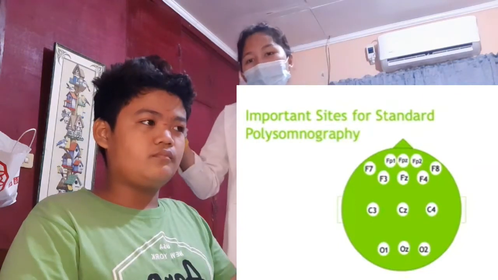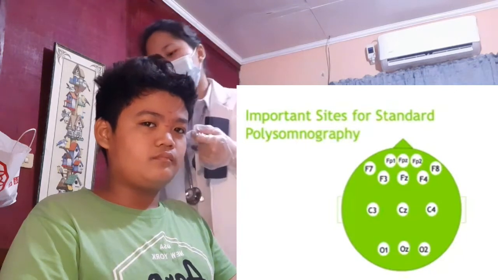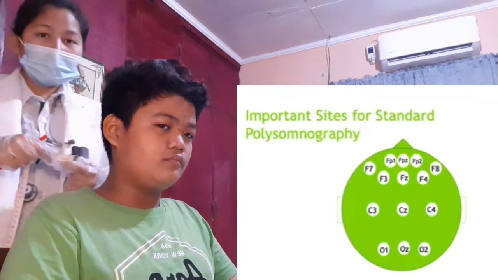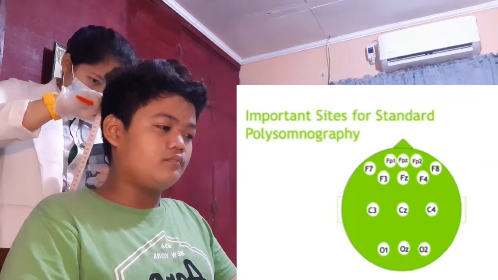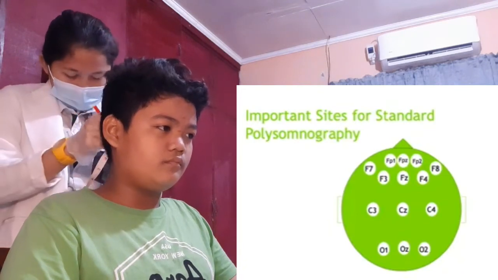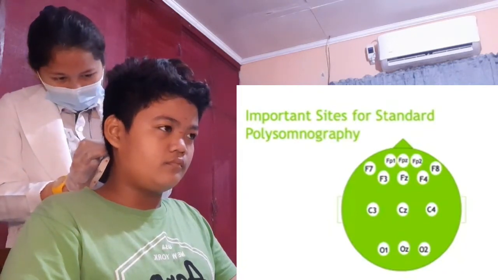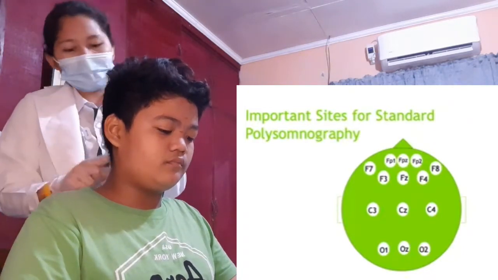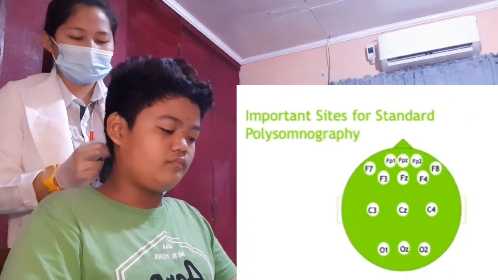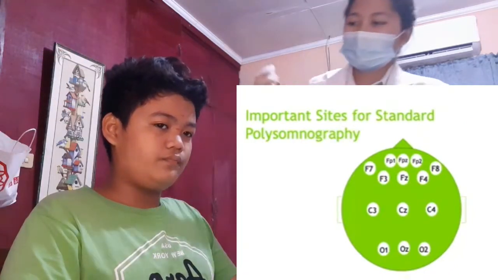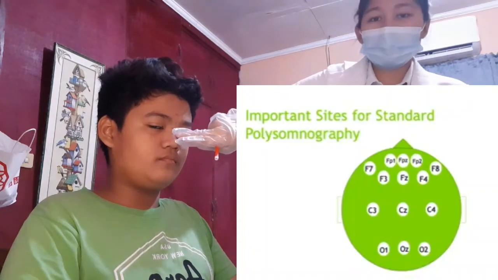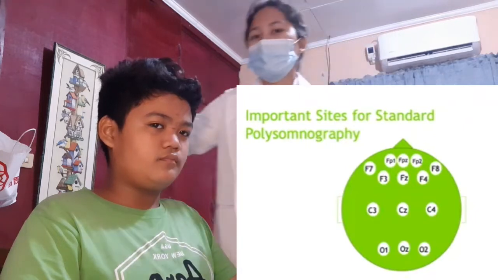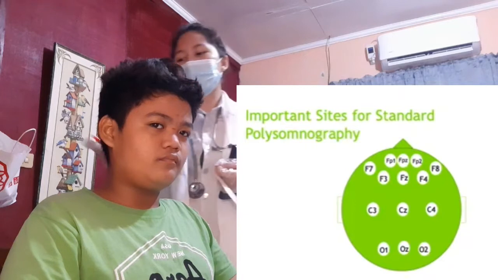The same as the inion: 10%. The 10% of 40 is 4. Therefore, this is the measurement. So this is the Oz. This is the nasion, this is the Fpz, this is the Cz, and this is the Oz.